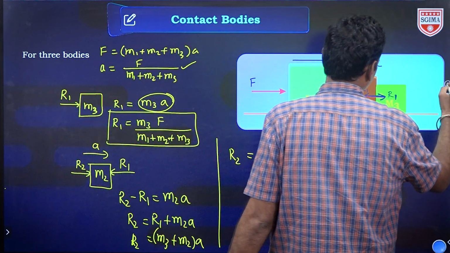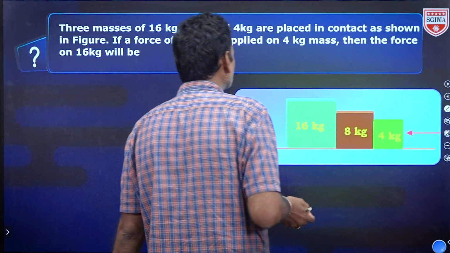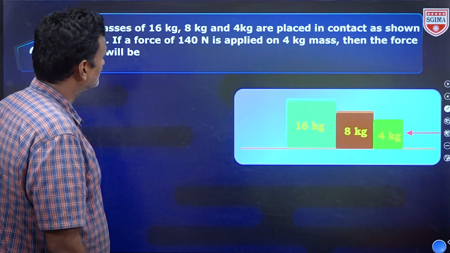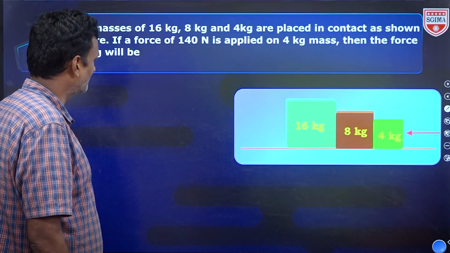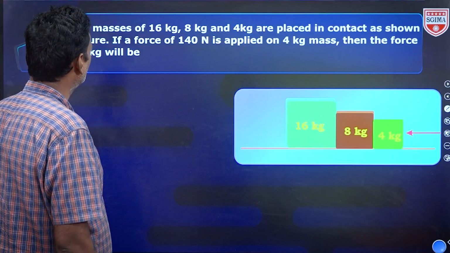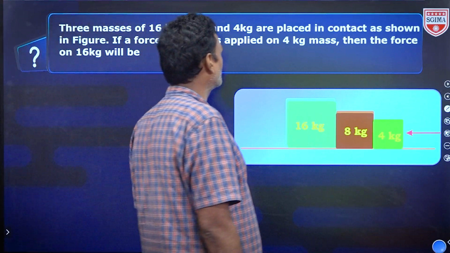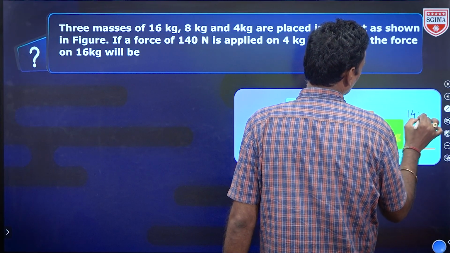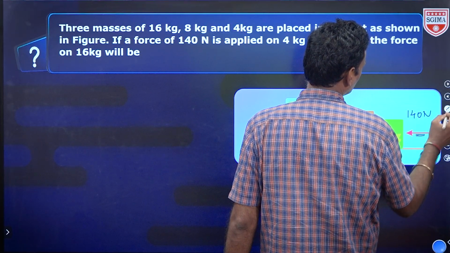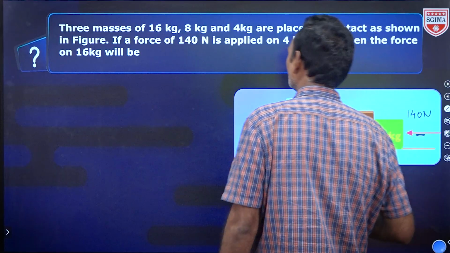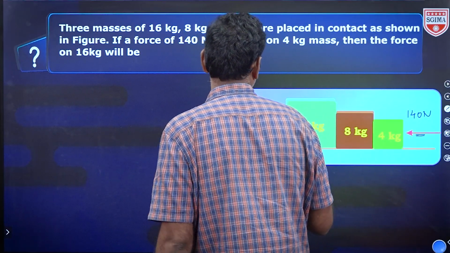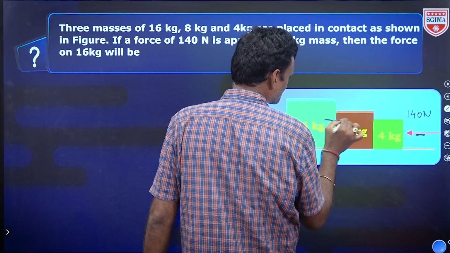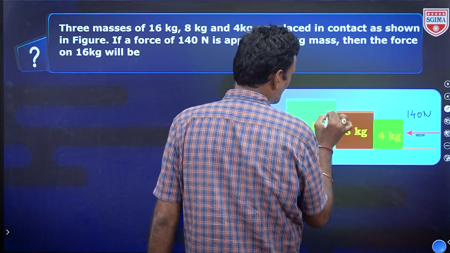Next. Here the same question is given, same concept. Three masses of 16 kg, 8 kg, 4 kg are placed in contact as shown. A force of 140 newtons is applied on the 4 kg mass. You can see 140 newton is being applied on this one. We need to find the force on the 16 kg. Here they are asking this force, so first of all we take this force as R.